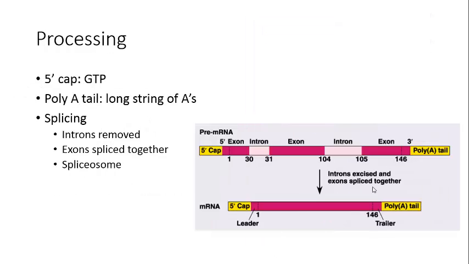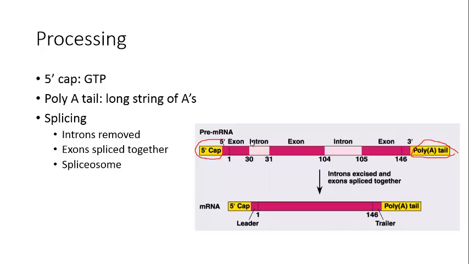When transcription is complete, before the messenger RNA can leave the nucleus, it needs to be processed. Several things need to happen to it. Number 1, we add on a 5' cap, which is made up of GTP. We add on a poly A tail, which is a long string of adenine, and RNA splicing takes place.